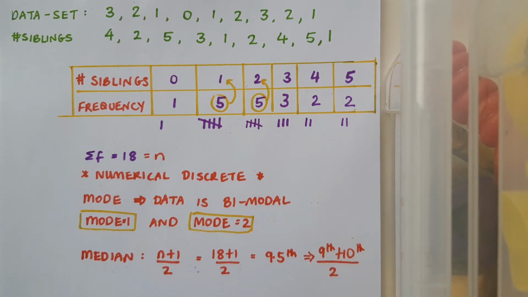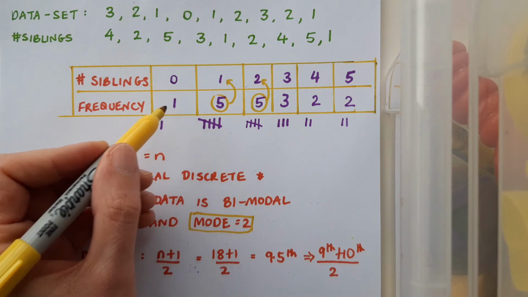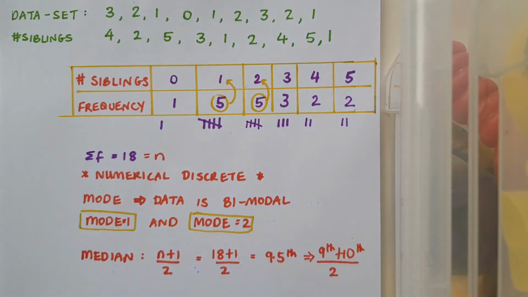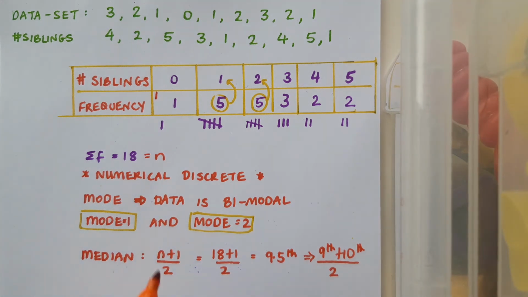So how can I do this from my frequency table? Well, I can see that in the first box here, that's my first piece of data. I'm going to keep a running total in the corners of the boxes. So my first piece of data is included so far.